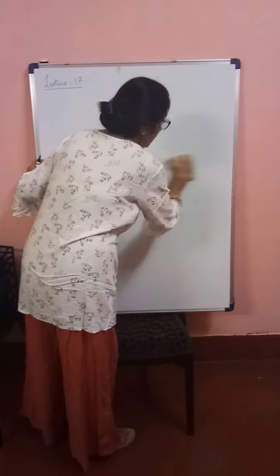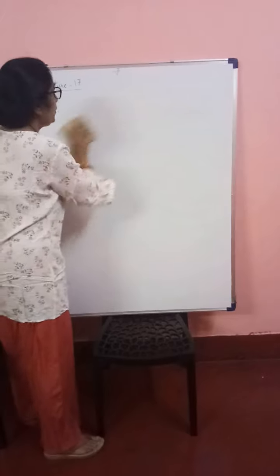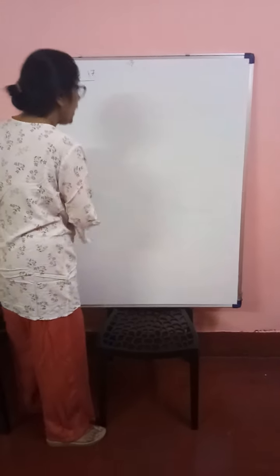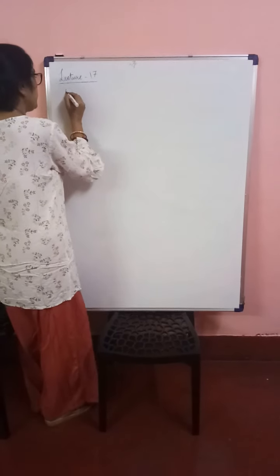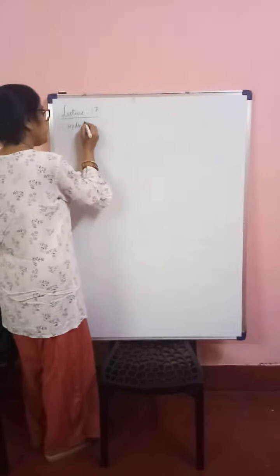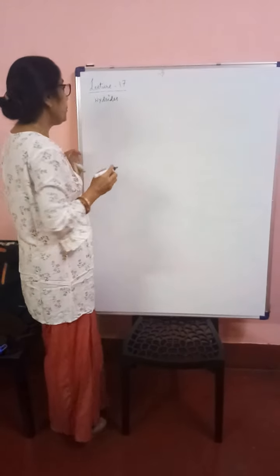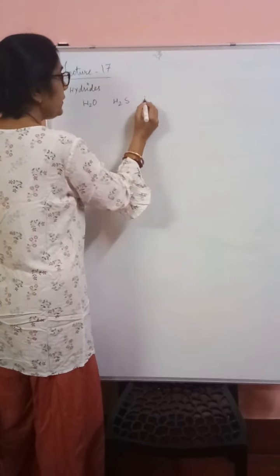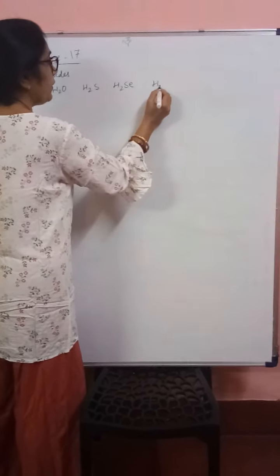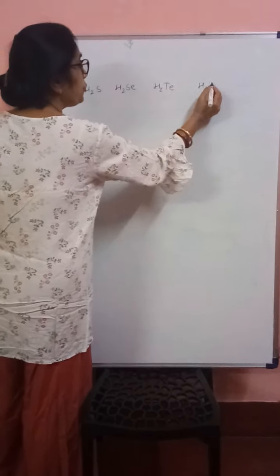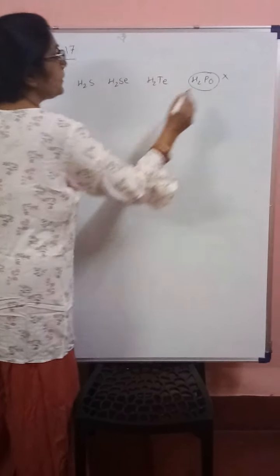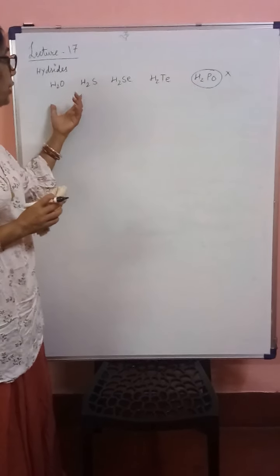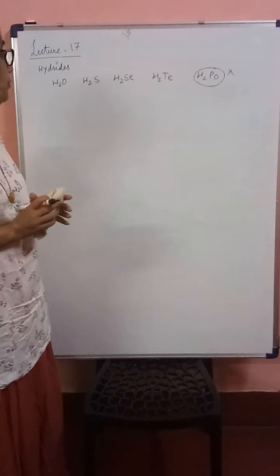First of all, we are going to discuss their hydrides. Hydrides means compounds with hydrogen. So oxygen forms H2O, then H2S, H2Se, H2Te and H2Po, but its existence is not there because of the radioactive nature of polonium. So we are going to discuss the properties of these hydrides.